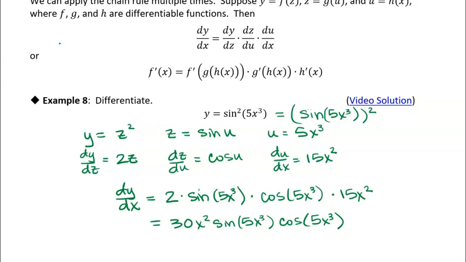All right, so there is one example of using the chain rule more than once. We chained the chain rule in that example. So that's all I have for this section. That's an awful lot, but I'll see you in class.